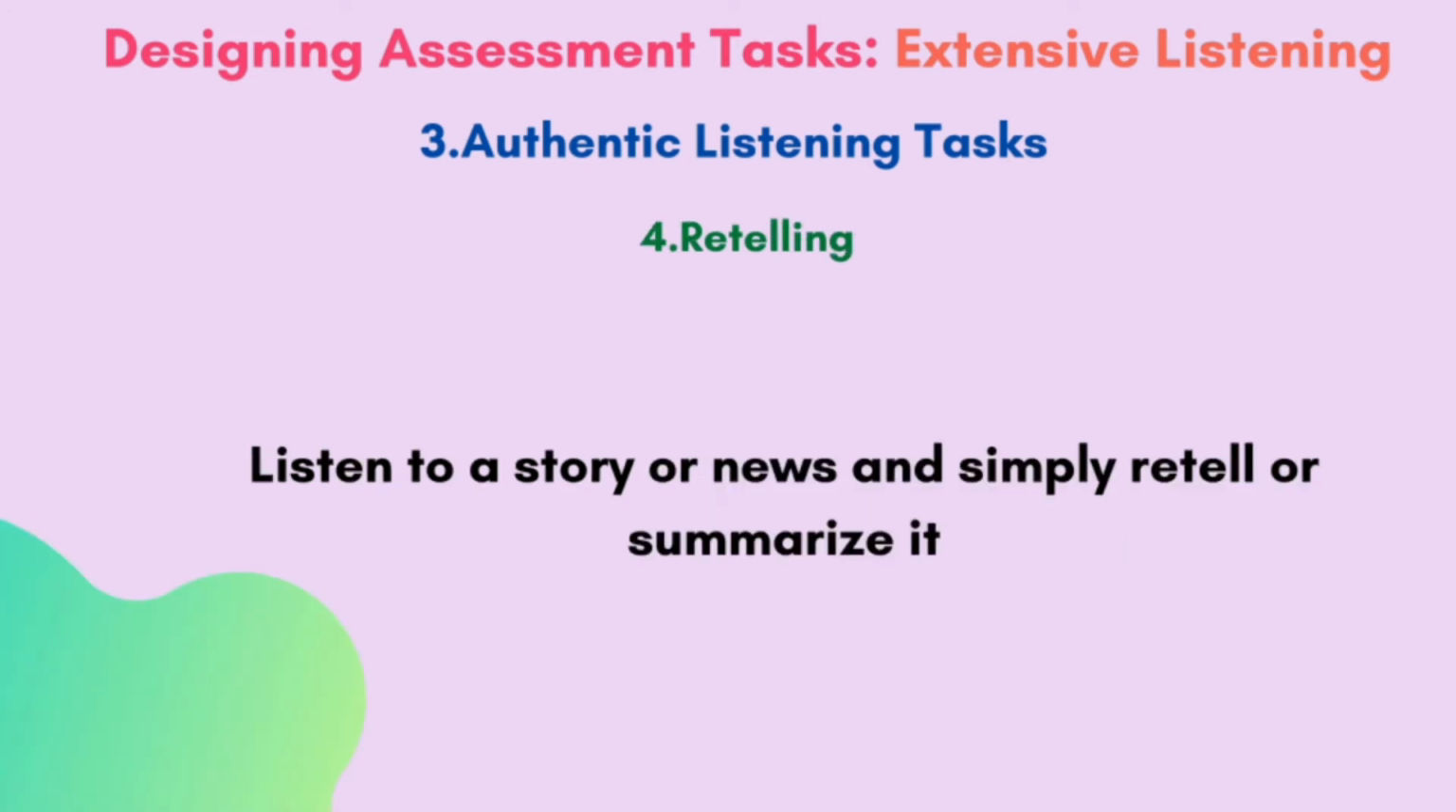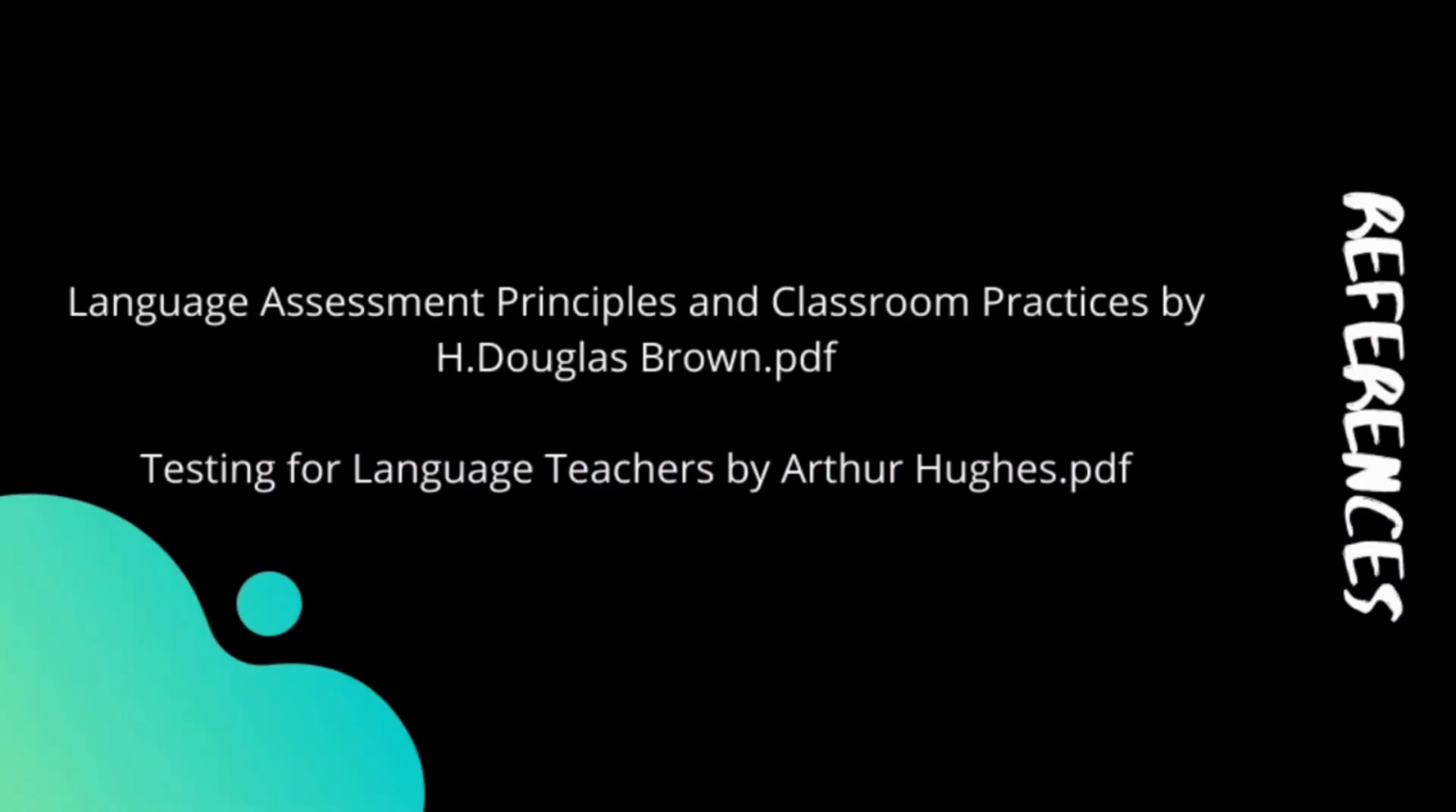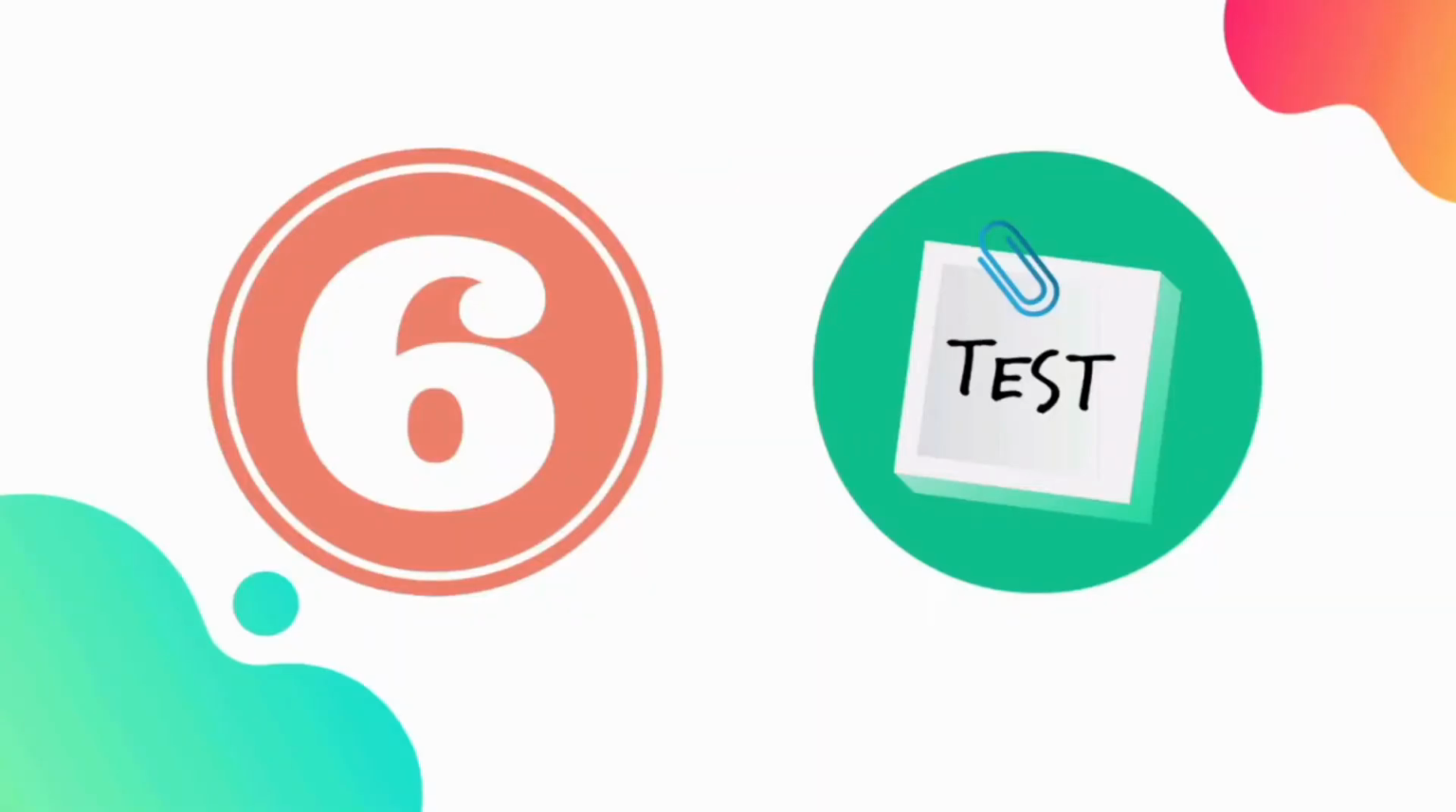Last, retelling. We will listen to a story or news event and simply retell or summarize it, either orally or in writing. We must identify the gist, main idea, purpose, supporting points, and conclusion to show full comprehension. So that's all for the theory, and these are the references that we use.